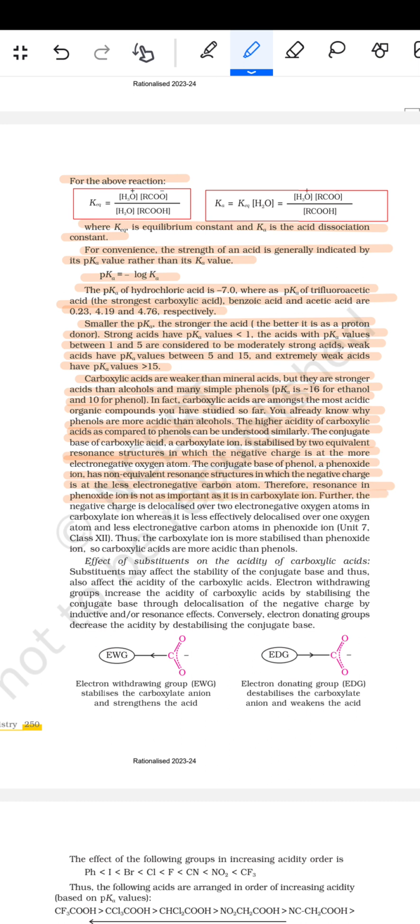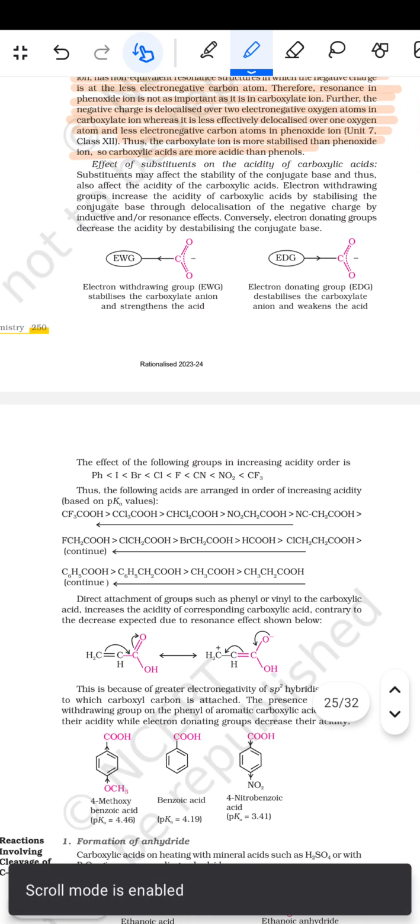Further, the negative charge is delocalized over the two electronegative oxygen atoms in the carboxylate ion, whereas it is less effectively delocalized over one oxygen atom and a less electronegative carbon atom in the phenoxide ion. Thus, the carboxylate ion is more stabilized than the phenoxide ion, so carboxylic acids are more acidic than phenols.